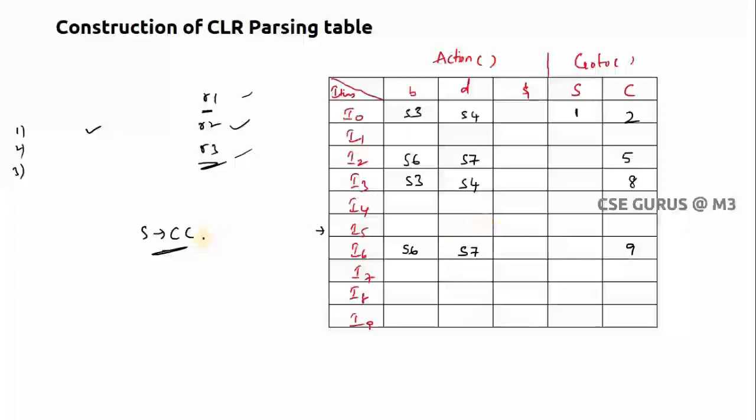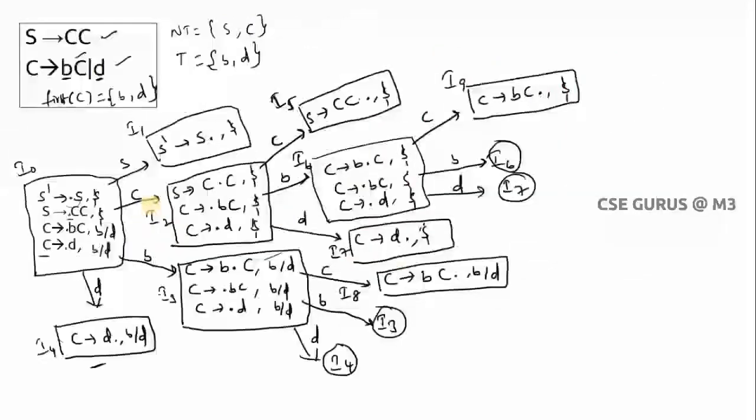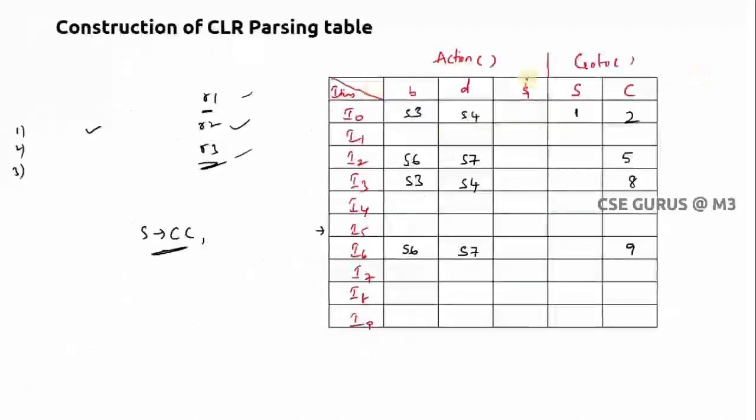Now we'll see. S tends to CC dot, you have checked it. In SLR, you have checked it out: if it is S, you have to find the follow of S. But here what you need to do is directly go to that S tends to CC dot. What is the look ahead you are finding here? Dollar. So only take the dollar. Where is the dollar? Here. So I'm going to I5, I'm going to dollar. So here only you have to write R1. That's it. Here there is no need of finding the follow.